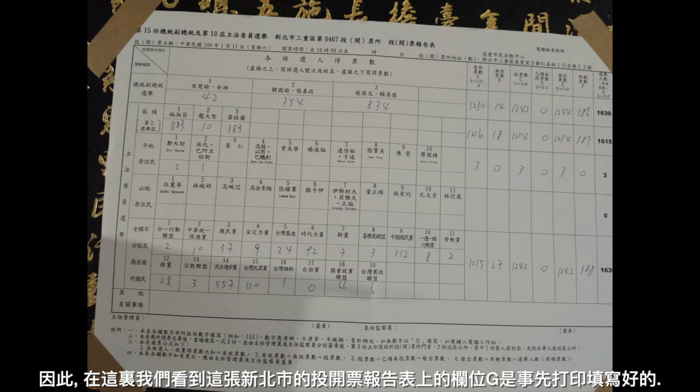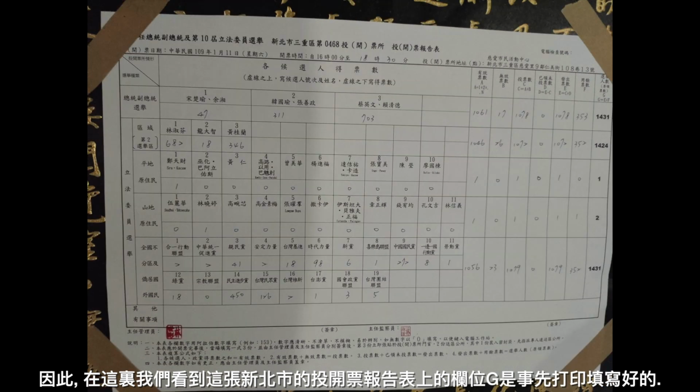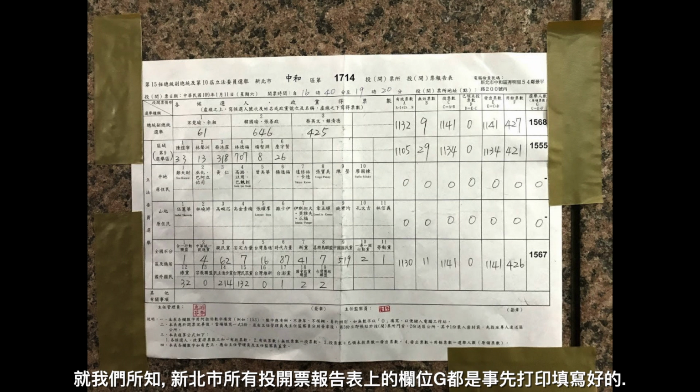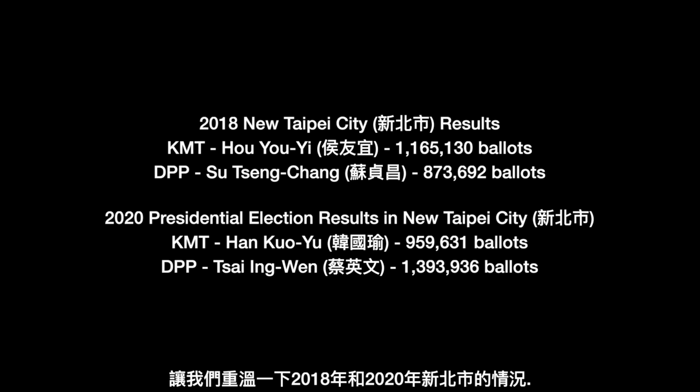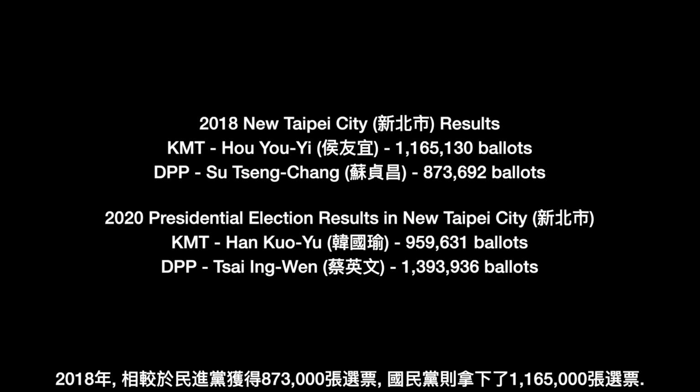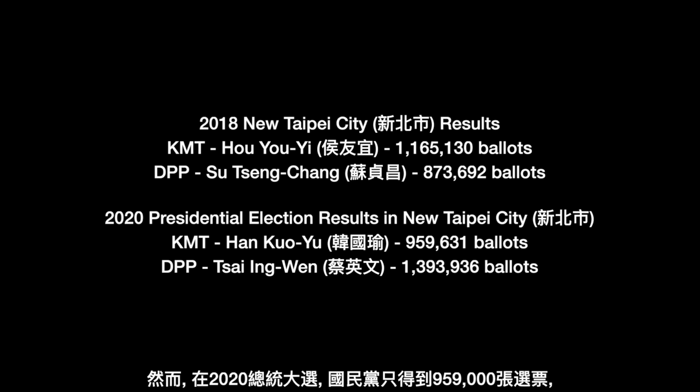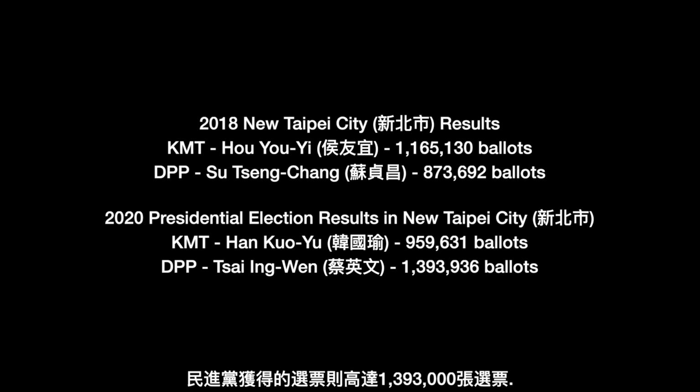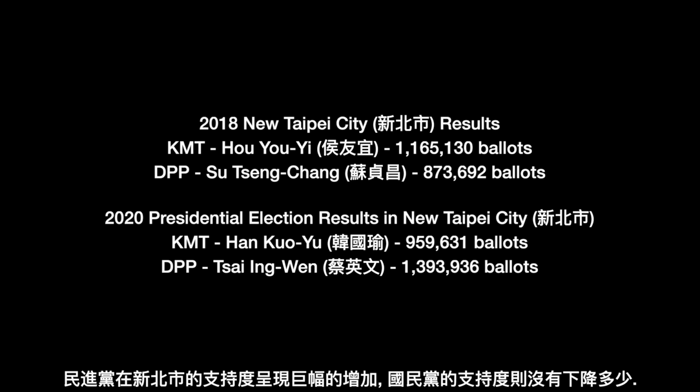So we can see here that in all the other ballot report tables in New Taipei City, the G column was printed. As far as we know, all of New Taipei City's ballot report tables have the G column printed. So let's review what happened in 2018 and 2020 in New Taipei City. In 2018, the KMT got 1.165 million ballots, compared to the DPP that got 873,000 ballots. However, in the presidential election, the KMT got only 959,000 ballots, and the DPP got a whopping 1.393 million ballots, a massive increase in DPP support in New Taipei City, without much of a decrease in KMT support.